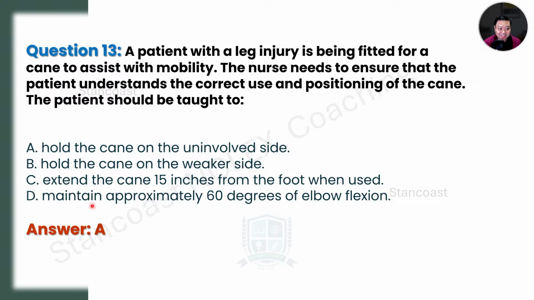Now, if you selected the letter D, maintain approximately 60 degrees of elbow flexion, this is not ideal. 60 degrees of elbow flexion is excessive. What we should expect here should be 15 to 30 degrees of elbow flexion to allow optimal support. Okay, remember, for the use of the crutches, the elbow should have at least a 20 to 30 degree angle of elbow flexion. When a patient uses a cane, they need to have that 15 to 30 degrees elbow flexion as well. Please remember those facts.